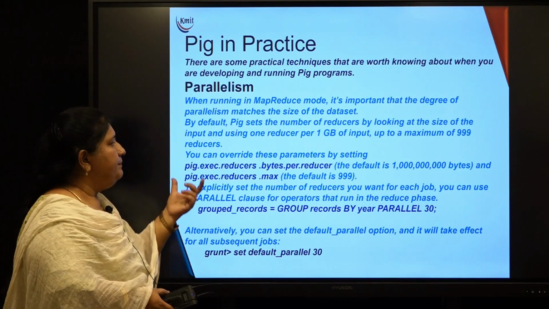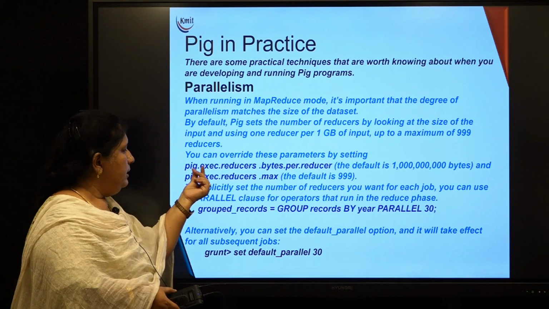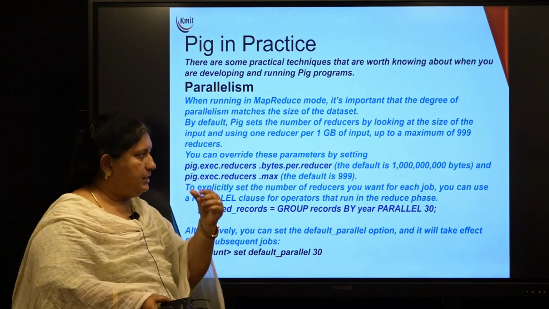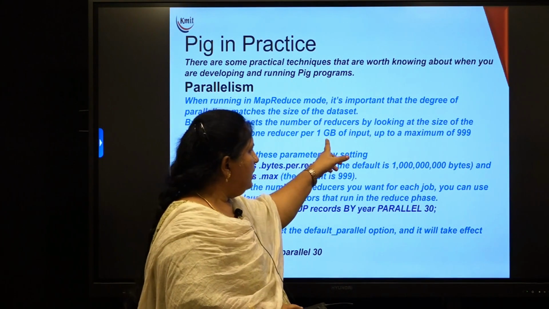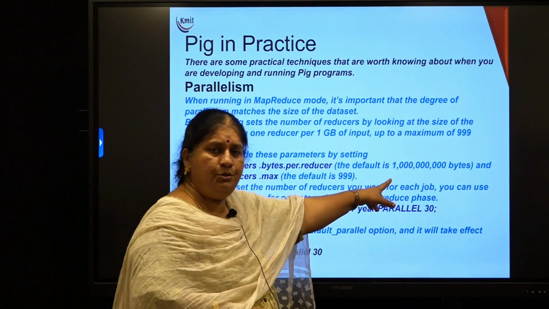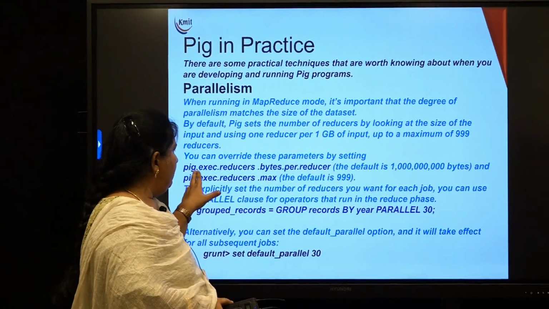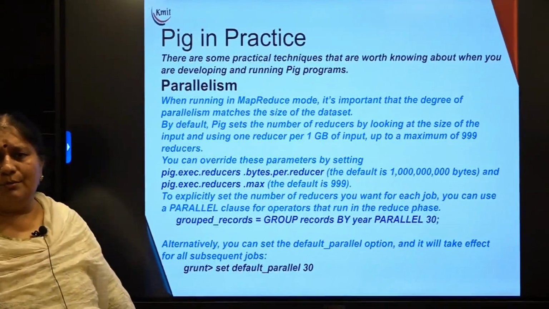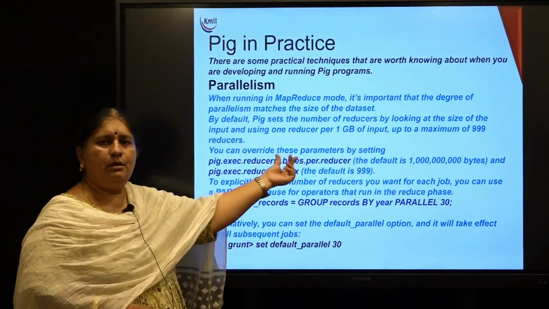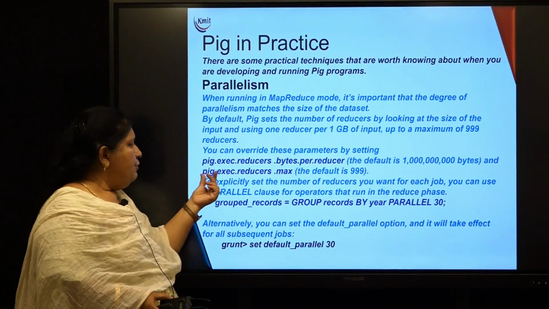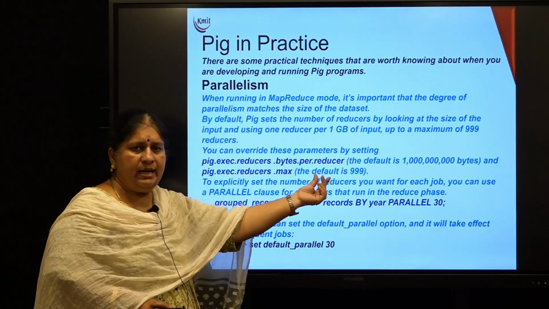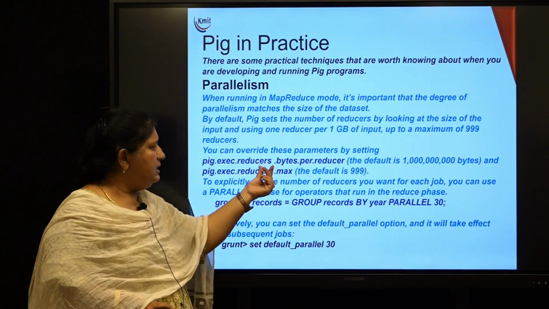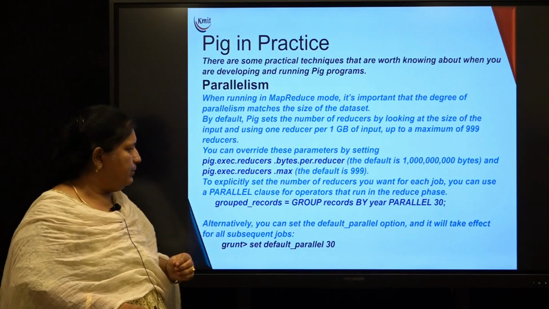Definitely you can set the parameters as pig.exec.reducers.bytes.per.reducer. By default, because it is taking 1 GB, this is the default value. You can change the value; say for example, I want to make it 1 KB, you can just set it to 1000. Similarly, the maximum number of reducers is 999. If you want, you can change it to whatever max value you want. Just by setting these two parameters, you can change the default ones.